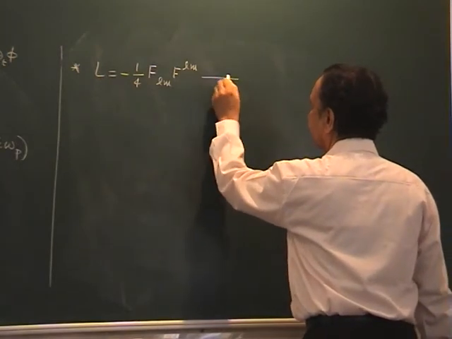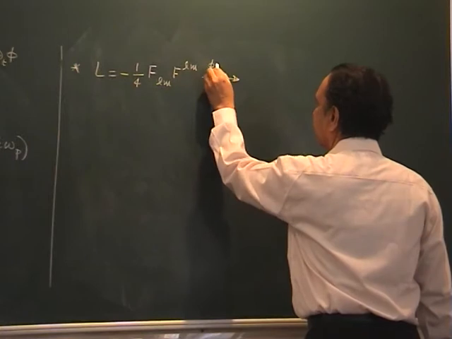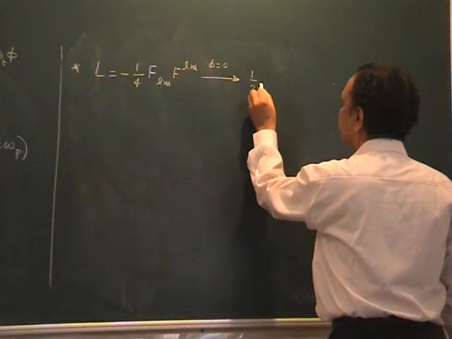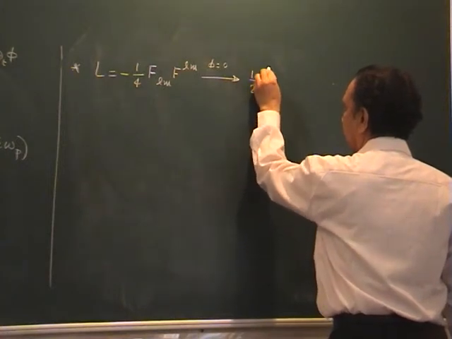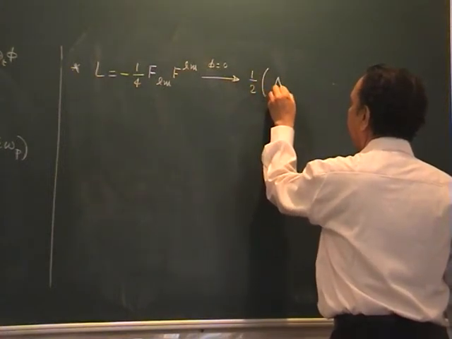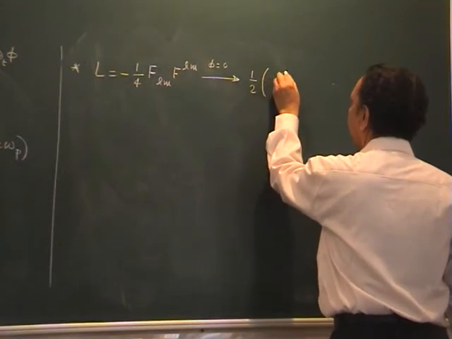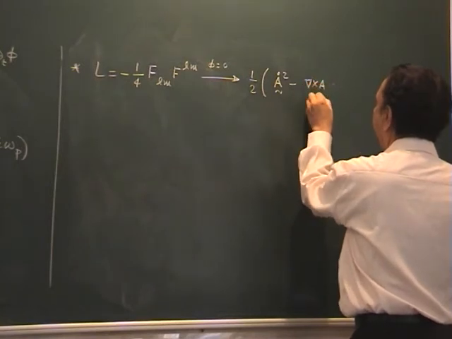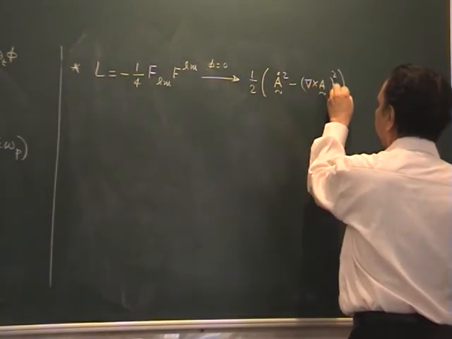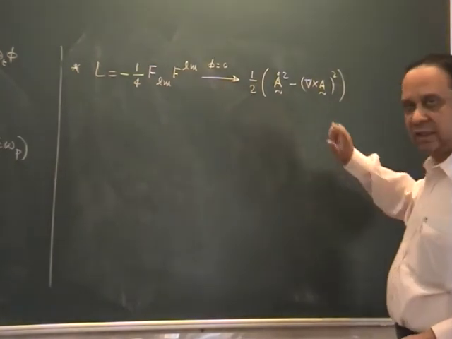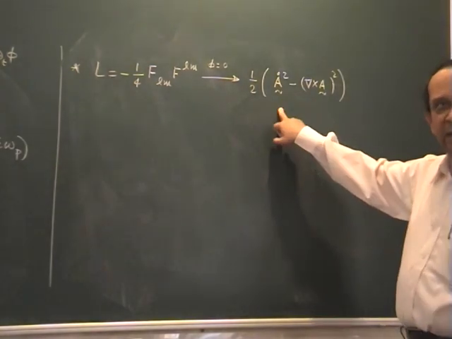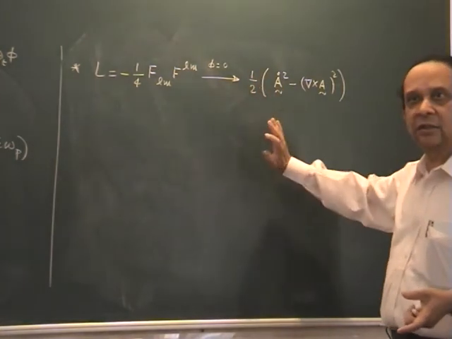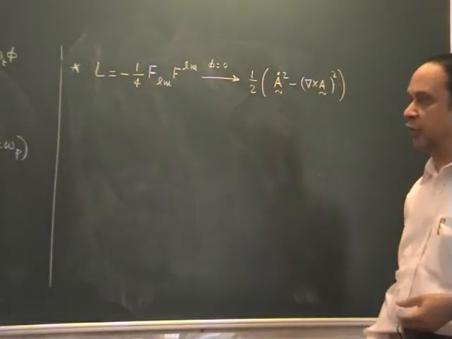to the following. If I make a gauge choice, phi equals 0, this will go into half of A dot squared minus curl of A whole squared. This is just E squared minus B squared. E is minus A dot minus gradient of phi. I am setting phi equal to 0, so that doesn't contribute. B is the curl of A.